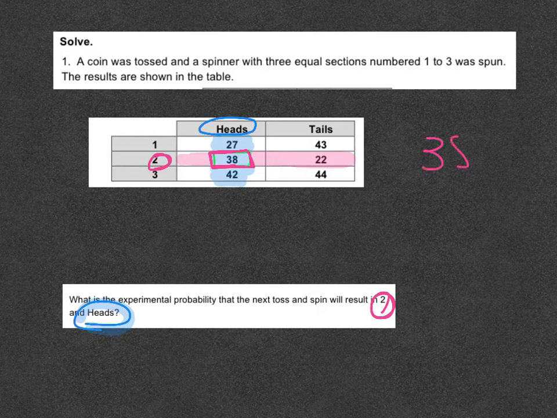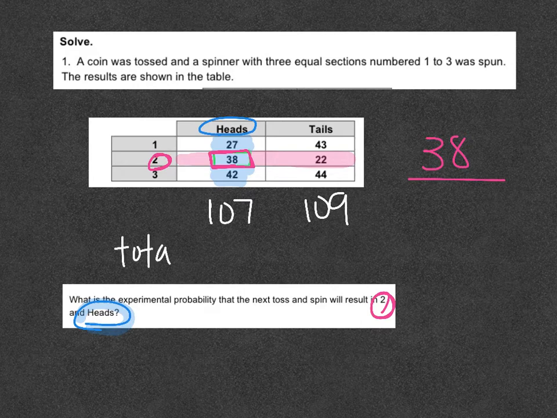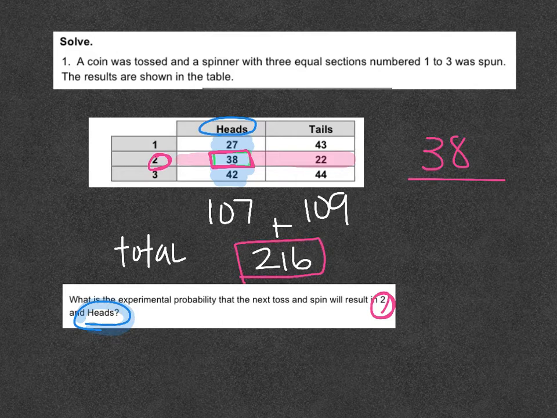38. 38 represents how many times there was heads matched up with 2. So this is going to be the first number. The last thing we need to know is the total. I'm going to add up. This first column is 107. The second column is 109. Anytime you find probability, you need to get the total of all the data. That is 216. This is the other number I need to use to write my probability.